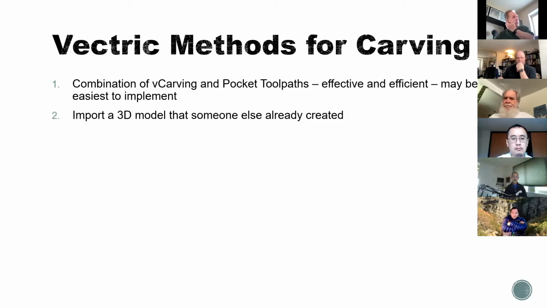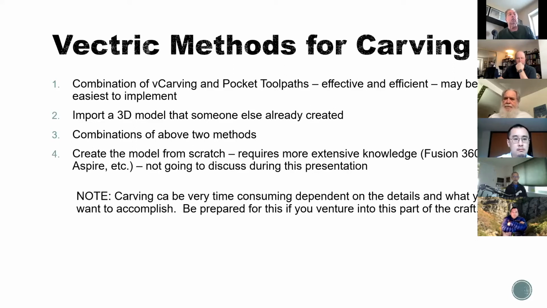The second one would be where you import a 3D model that somebody else already created. The third is combining those two above for whatever thing you're trying to produce. And then the last, of course, is creating the model from scratch, which requires more extensive knowledge and use of Fusion 360, Aspire, or something else that actually gets into designing the 3D. I'm not going to talk anything close to that today. I'm more going to focus on number one with a little sprinkling of number two.